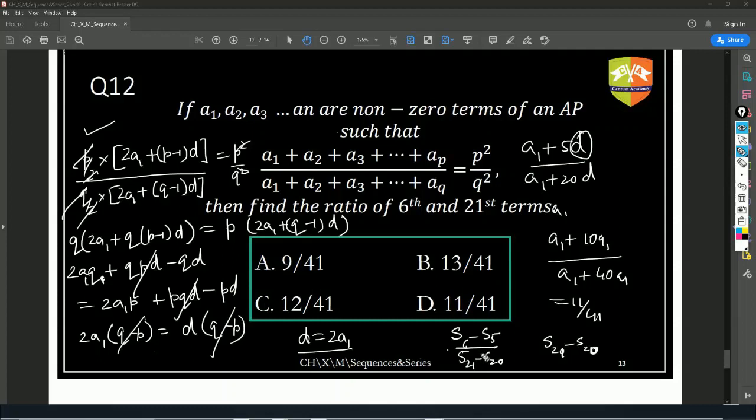Now tell me, how did you find this out? S6 minus S5 divided by S21 minus S20. So you can only get S6 by S21. Sir, I assume that the fraction is in least form. So how does it help? As in S6 minus S5 is divided by S21 minus S20, you have to do. You're saying SP divided by SQ is equal to P square by Q square, like that. And hence you're saying SP is equal to, this is what you did, right? Q square SP is equal to P square SQ. Correct? Isn't it?